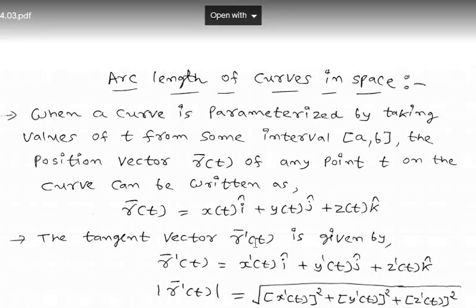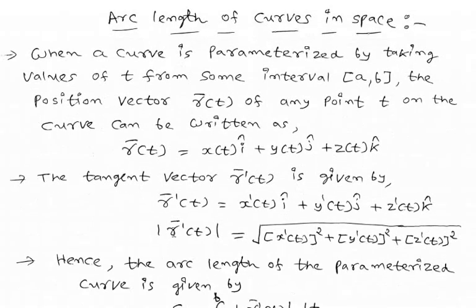Then the tangent vector r bar dash t is given by r bar dash t equals x dash t i cap plus y dash t j cap plus z dash t k cap. x dash t is the derivative of x of t, y dash t is the derivative of y of t, and z dash t is the derivative of z of t. Now the modulus of r bar dash t equals the square root of x dash t square plus y dash t square plus z dash t square.